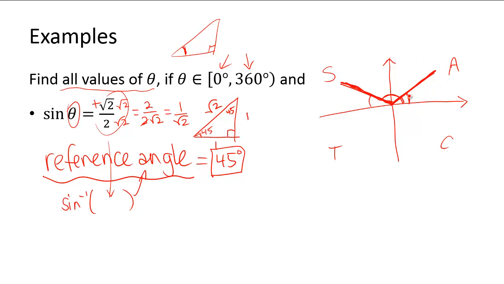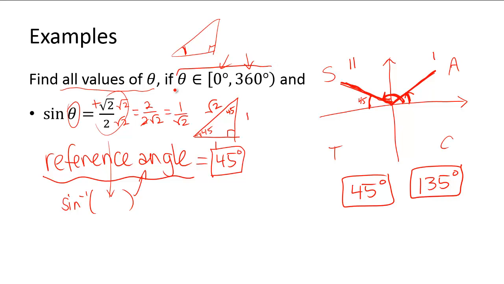The 45 will be this part and this part. But we need the angle. The first angle in quadrant 1 will be 45 degrees, so that one works. But the next angle will be in quadrant 2, and you have to figure out that angle. If this is 45, then you need to take 180 minus 45 to find the other angle, which will be 135 degrees.